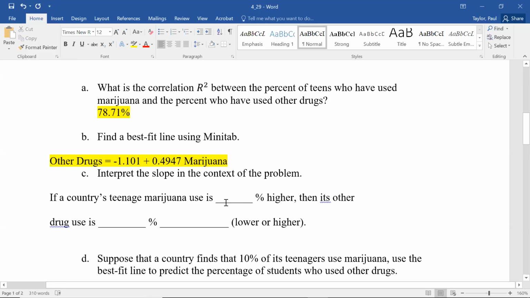Interpret the slope in the context of this problem. So basically, if marijuana goes up by 1, then instead of this being like 4 times this number here, the slope, it'll be 5 times the number here, that's the slope. So basically, every time marijuana goes up by 1, the other drugs, the line, is going to go up by 0.4947. So that's the way I think of slope.